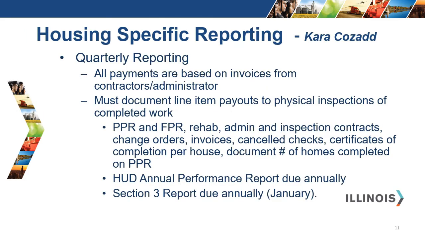So now let's talk about reporting for housing-specific projects. For quarterly reporting, all payments are based on invoices from contractors and administrator. You must document line item payouts to physical inspections of completed work. So you'll be sending in the project performance report, the financial performance report, any rehab, admin, and inspection contracts, any change orders, invoices, canceled checks, certificates of completion per house, and please document the number of homes completed for that quarter on the project performance report.